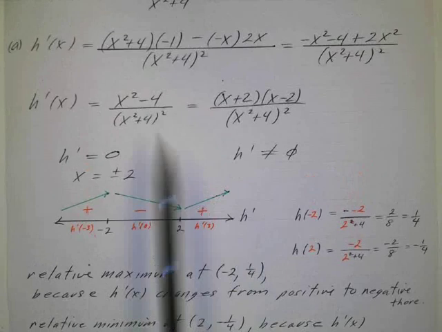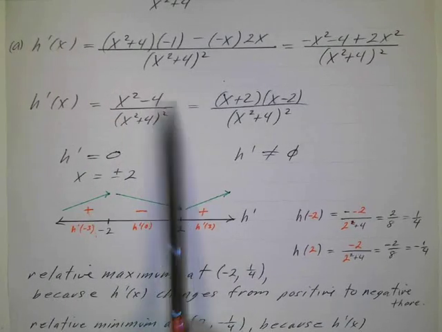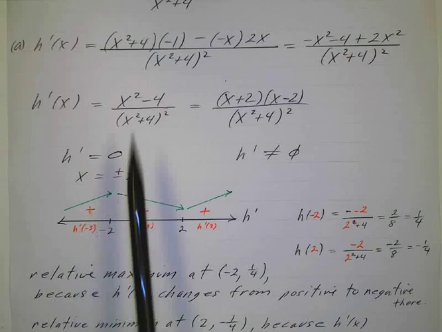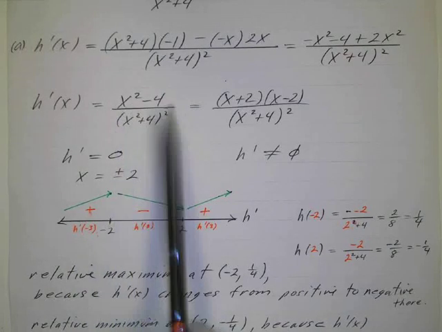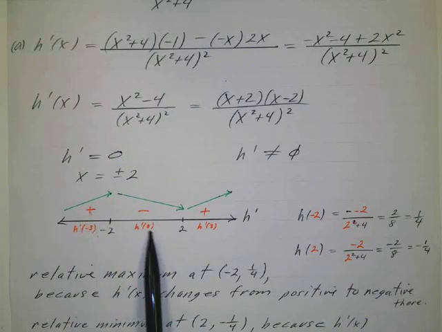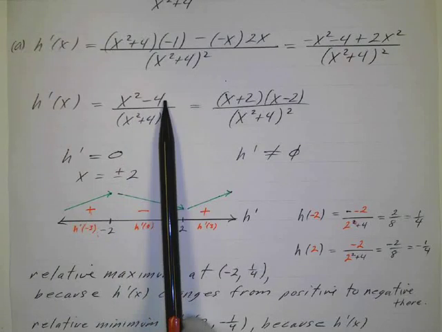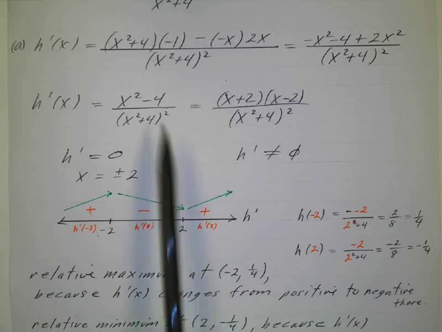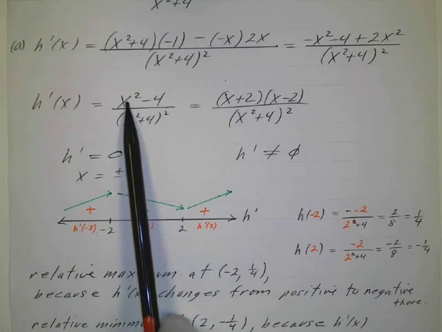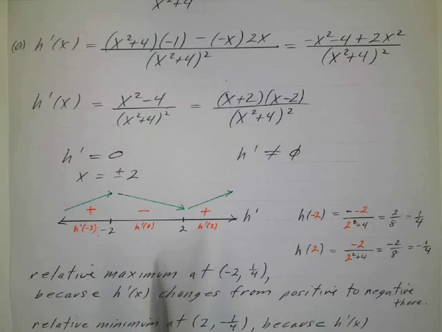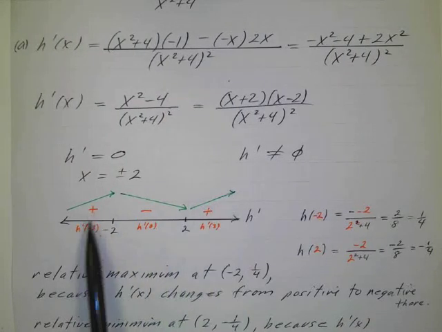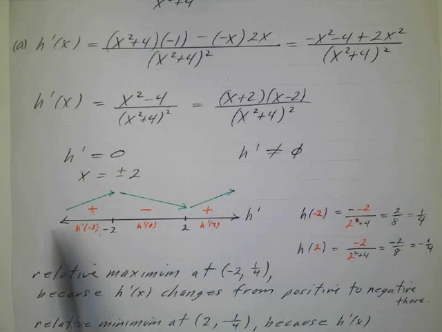And I'll check my derivative. Now, since the bottom is always positive, I just have to look at the top. So I just tried negative 3. Negative 3 squared is 9, minus 4 is positive, so I get positive. And then I put 0 in here. 0 minus 4 is negative 4, it's negative. Then I put 3 in here, h prime of 3. 9 again minus 4 is positive, so my derivative is positive. So my function is increasing, decreasing, increasing, because the derivative is positive, negative, positive on these intervals.